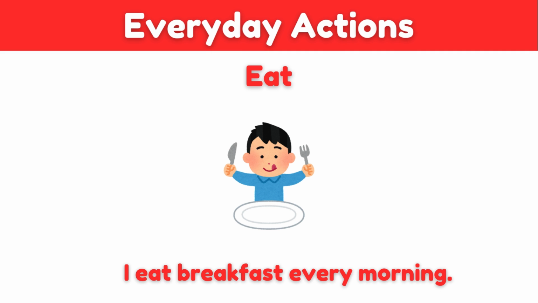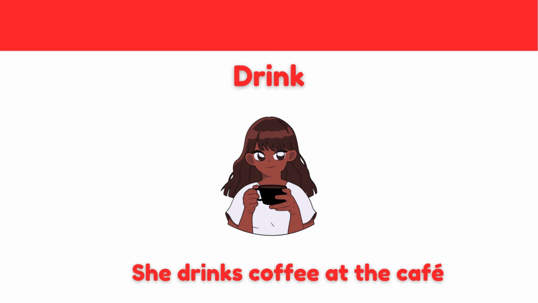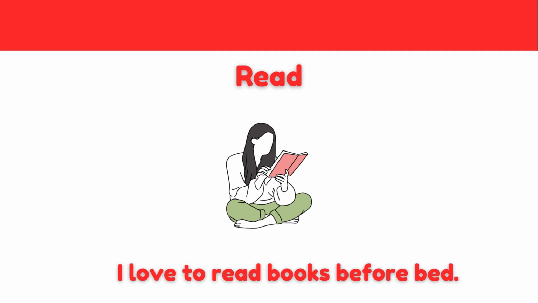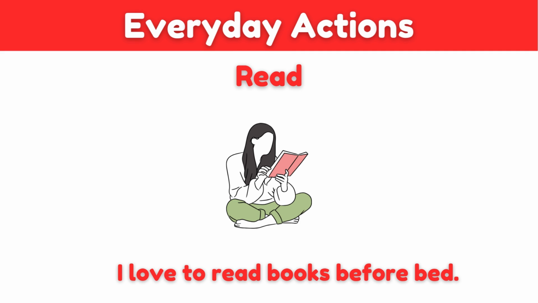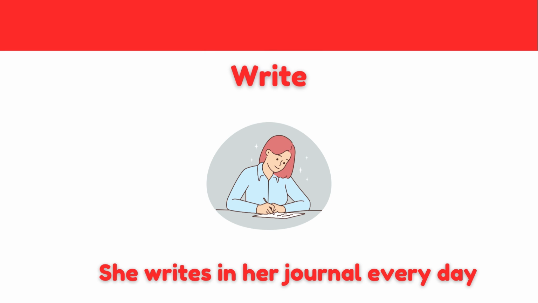Eat. I eat breakfast every morning. Drink. She drinks coffee at the cafe. Sleep. He sleeps for 8 hours every night. Read. I love to read books before bed. Write. She writes in her journal every day.